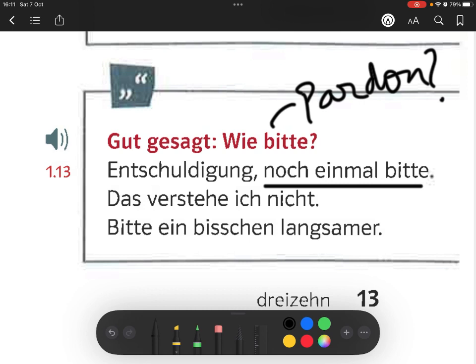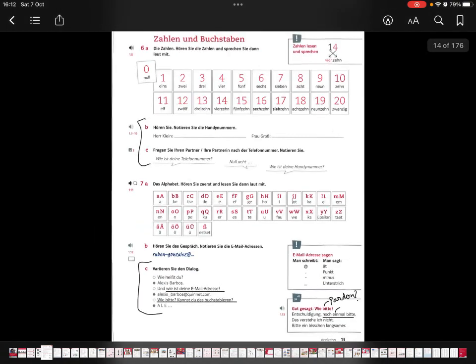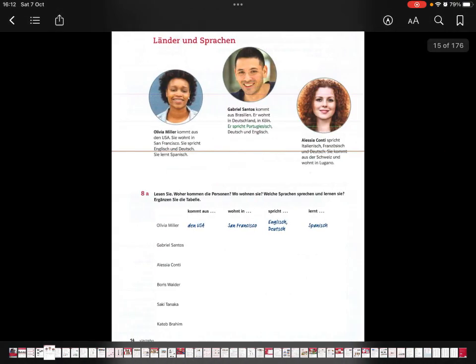Now how do we ask somebody to pardon or speak a particular thing again? Like, excuse me, one more time: Entschuldigung, noch einmal, bitte, das verstehe ich nicht, I can't understand that, bitte ein bisschen langsamer, please a bit slower. It's very important to read these gut gesagt comments because it tells you a lot about the pronunciation, the Aussprache.